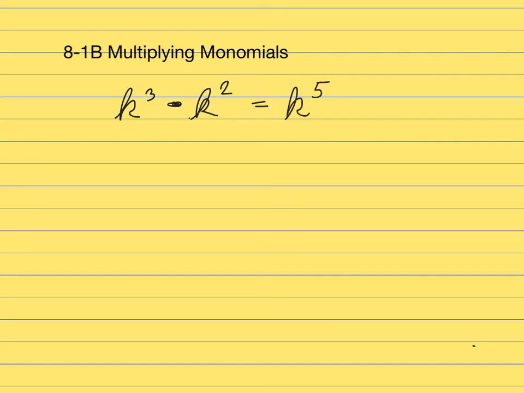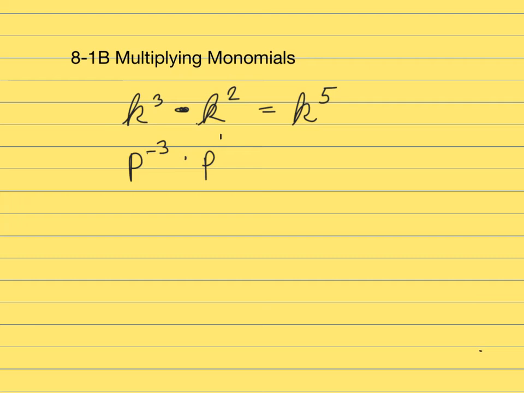If we did, let's say, just another example, p to the negative third, that's a negative third. Let me change that so it looks more like a 3. Okay, so then we have p to the negative third times p to the fourth, which equals p to the first, which is just p.